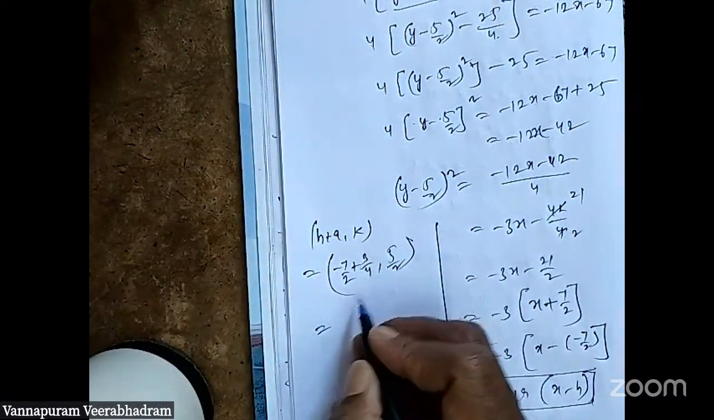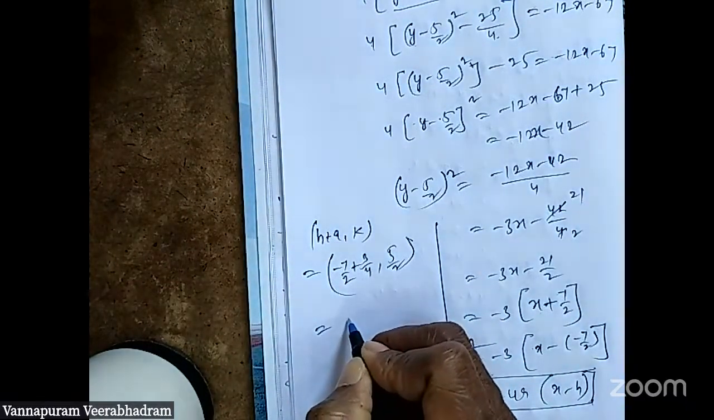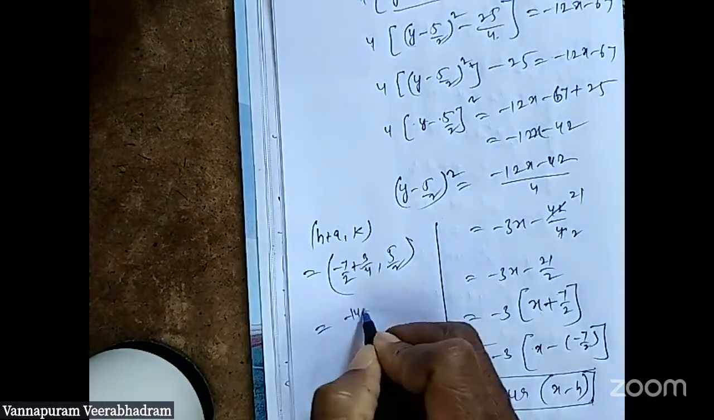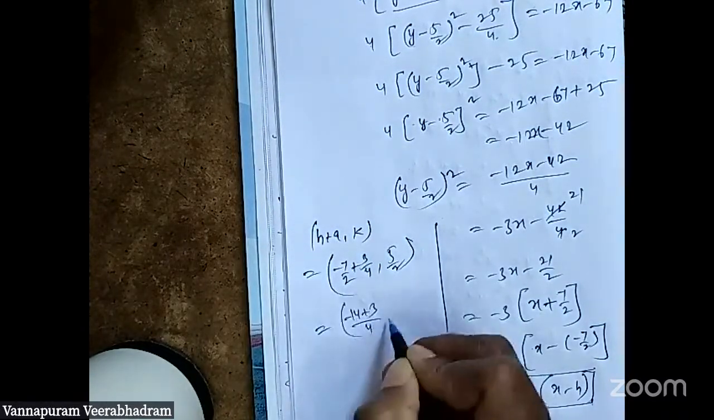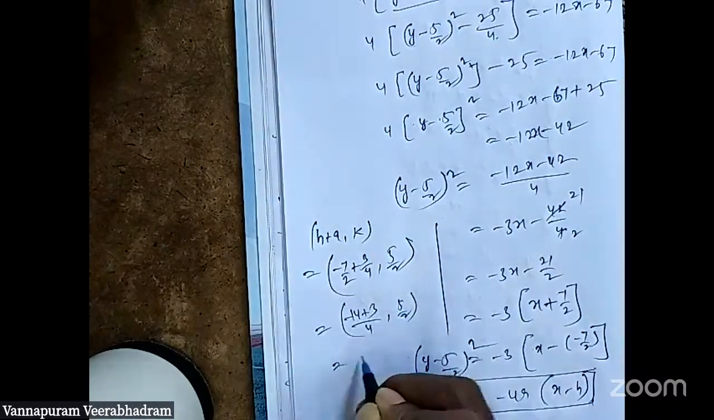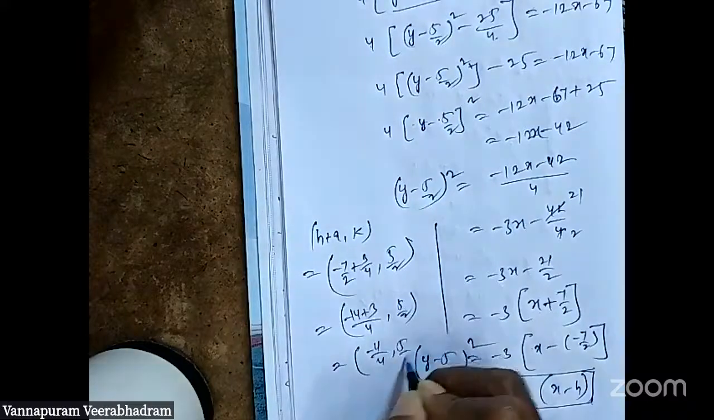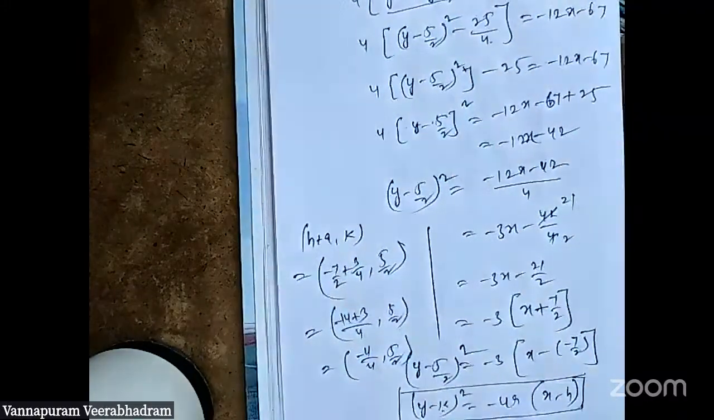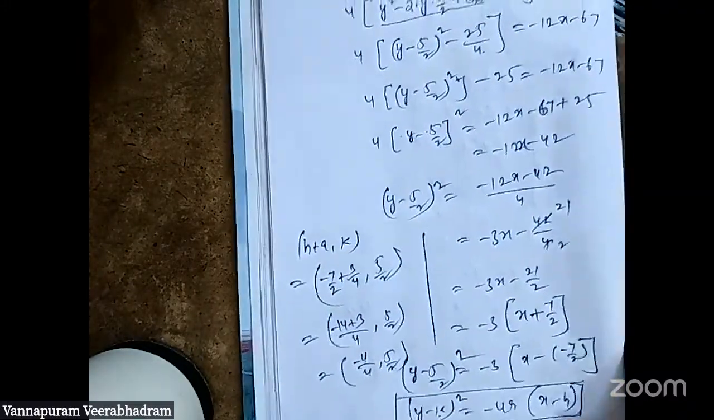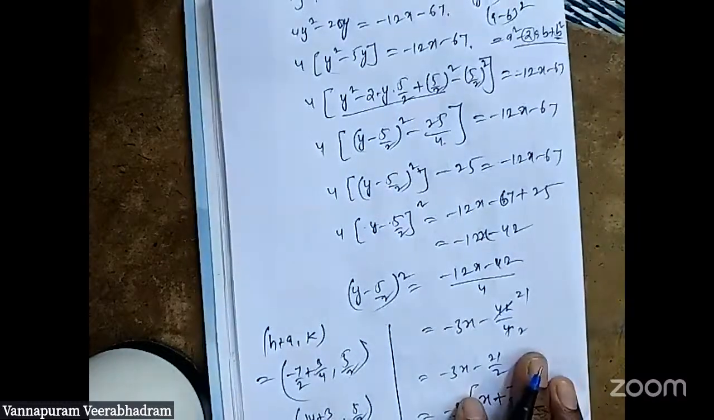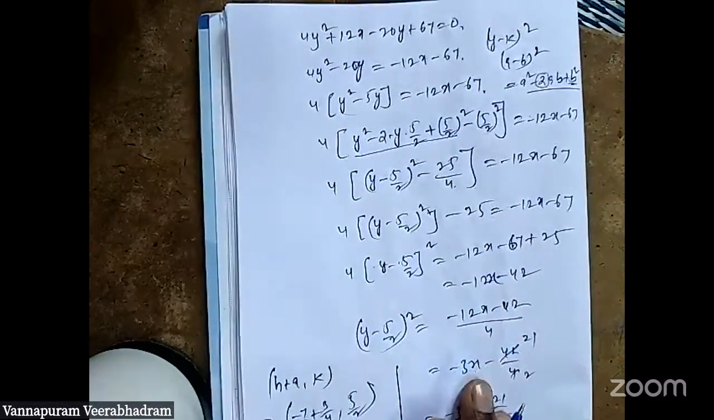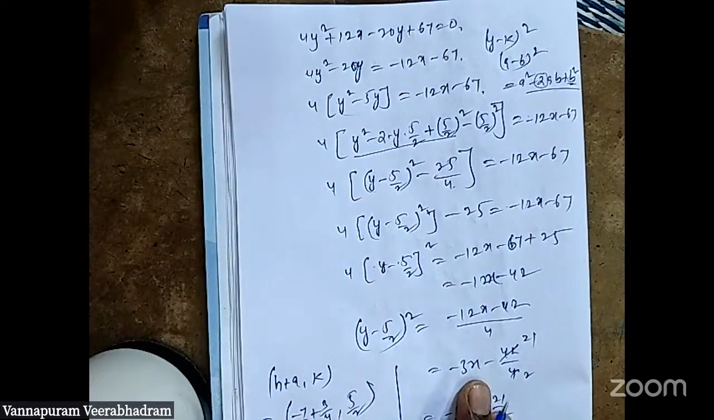So now simplify minus 14 plus 3 by 4 comma 5 by 2. We get minus 11 by 4 comma 5 by 2. So in this way you can find the vertex and focus of the given parabola equation.